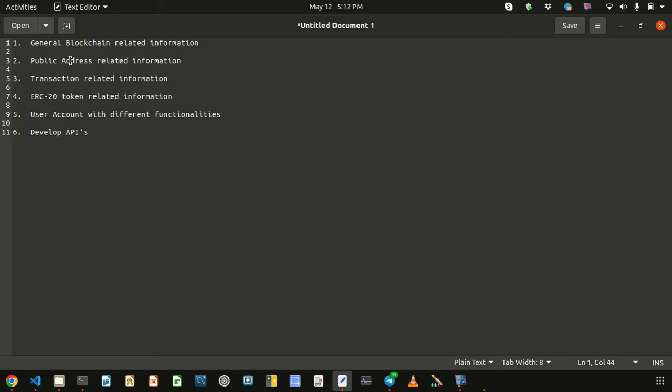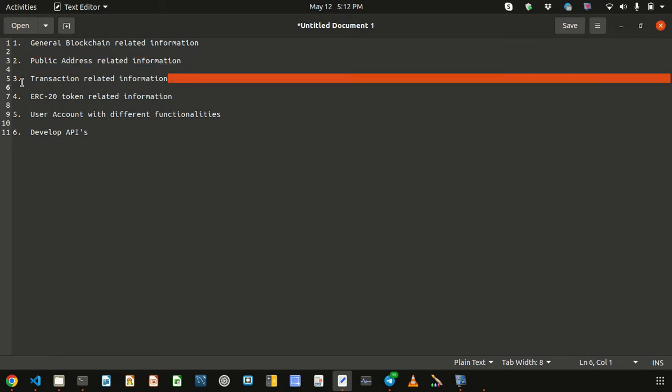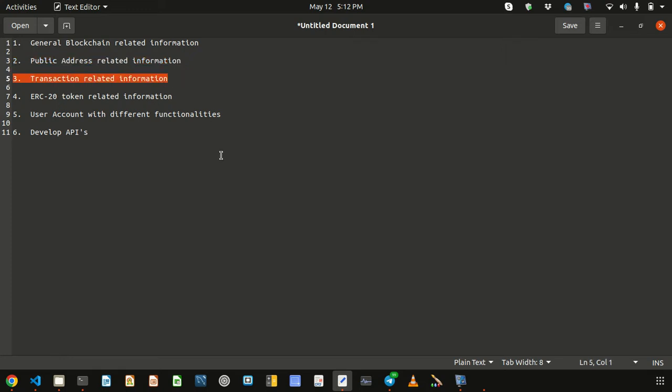The first category is general blockchain related information. The second category is public address related information. So if you have any public address of any account, you can get information like the transaction histories or the current balances. The third category is transaction related information. If you have any transaction ID, Etherscan can be used to get the details of that transaction. And the fourth category is the ERC20 token related information.